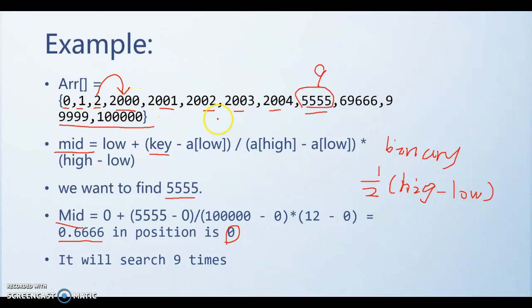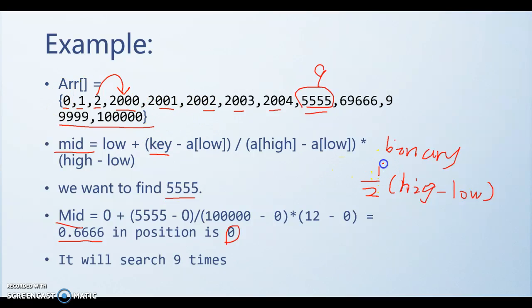So the mid we found is near the beginning. So we need to go through the first element and over the whole array to find what we want. So this one is worse.